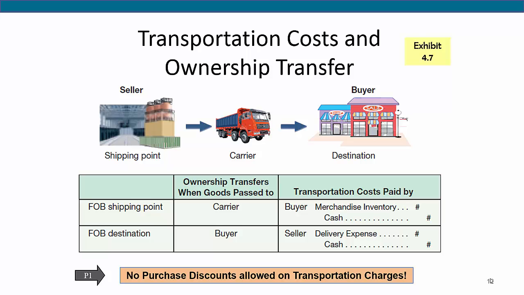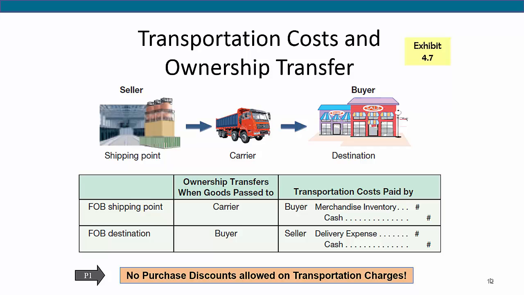Transportation costs are the last type of cost that affects the merchandise inventory account. Now, as you probably know, the buyer and the seller must agree on who is responsible for paying any freight costs and who bears the risk of loss during transit for merchandising transactions. This is essentially the same as asking at what point ownership transfers from the seller to the buyer. The point of transfer is called the FOB, or the free on board point, which determines who pays transportation costs. The rule is simple. Whoever owns the goods while they're in transit pays for the shipping cost.